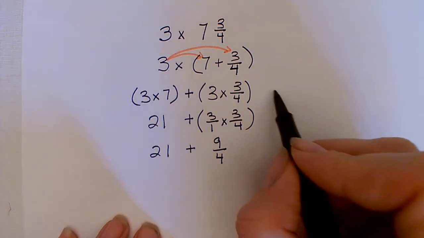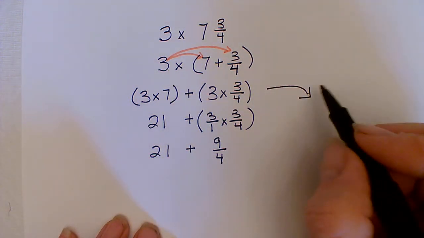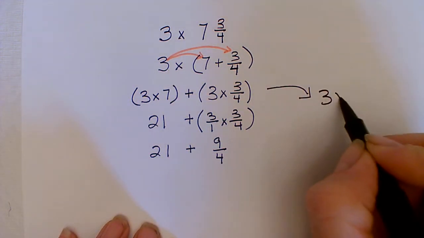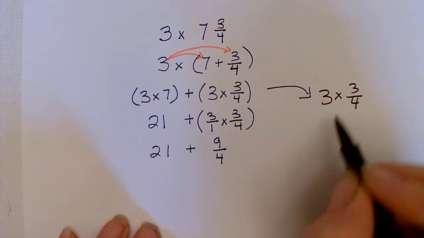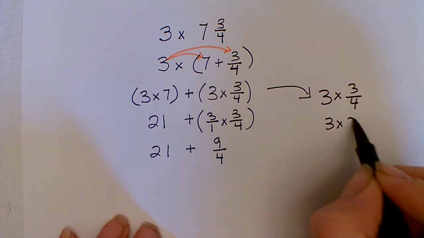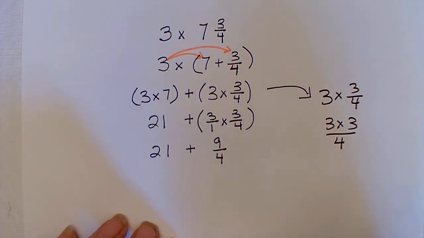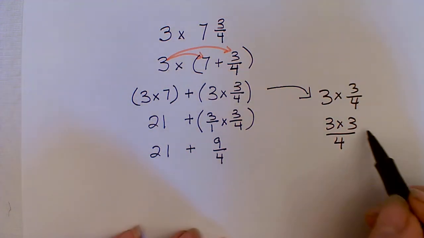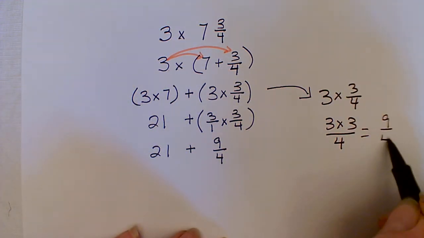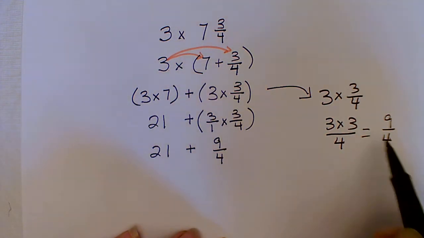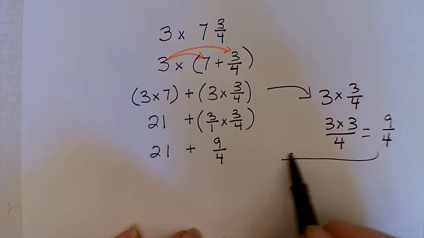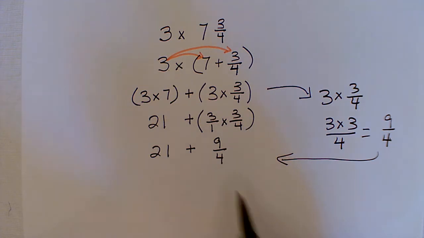Now you could have done it the other way. I'm going to show it right here. So instead I could have had 3 times 3/4, and I could have just straight away said 3 times 3 divided by 4. Whichever way you're better with is fine. You're going to get the same answer. Okay, and then you would rejoin over here. So those are your two options for doing this.